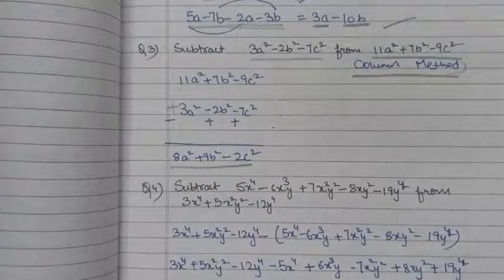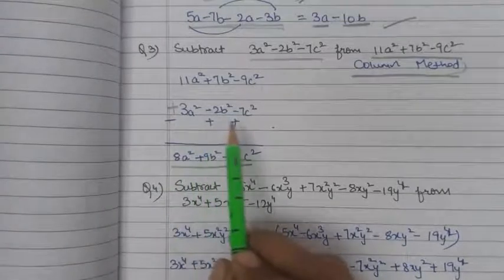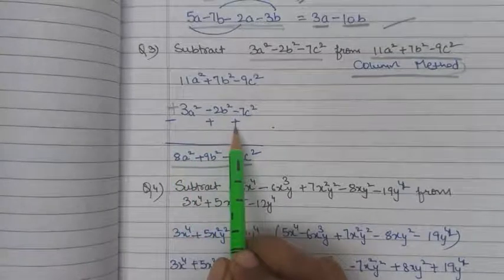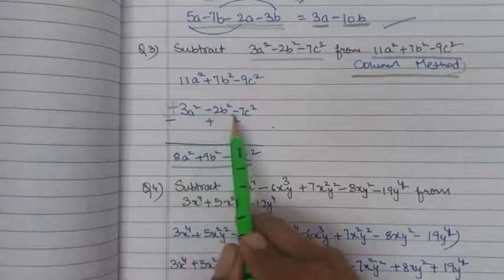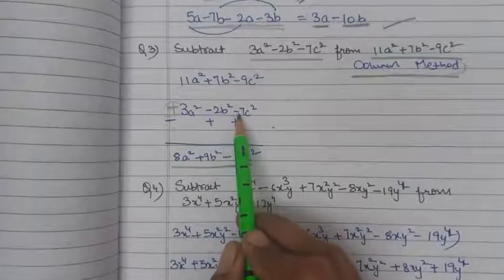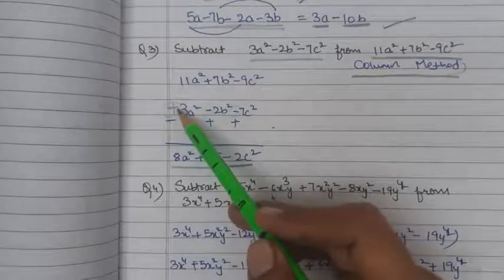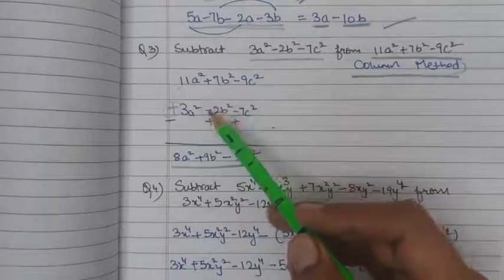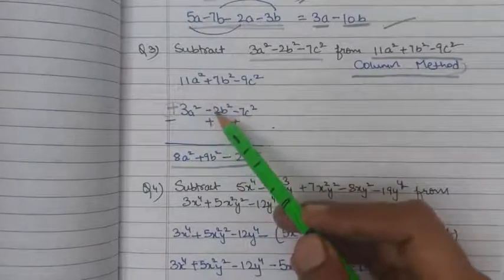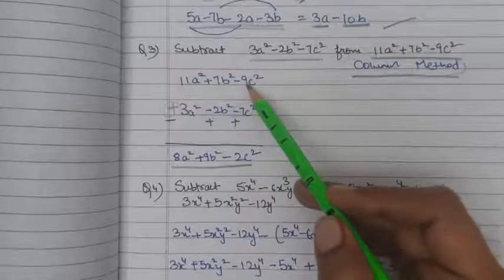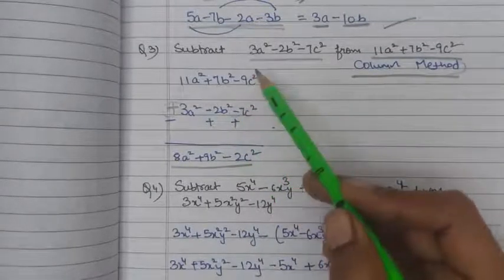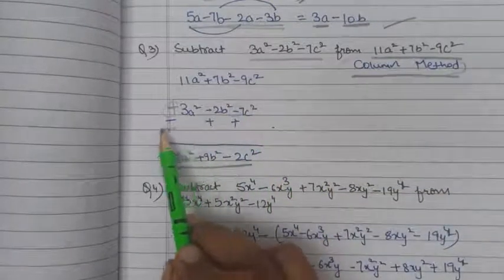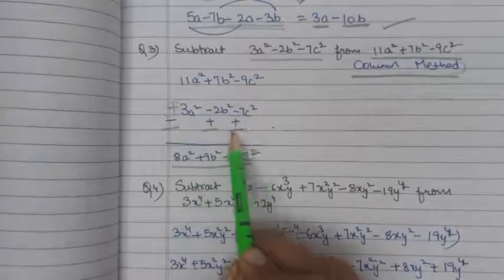Now listen carefully. Once you have changed the signs, now you will see only these signs. Now you will not see these signs. Ignore these signs now. Means 11 not plus 3, 11 minus 3. 7 not minus 2, 7 plus 2. Then minus 9 not minus 7, minus 9 plus 7. Clear, children? Means you will look only at these signs. Clear, children?